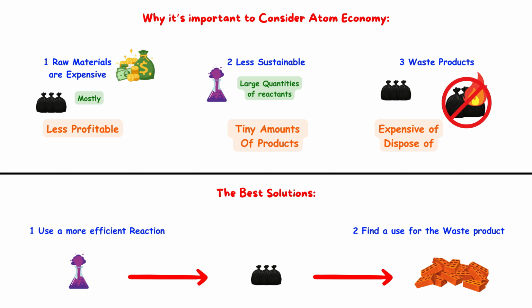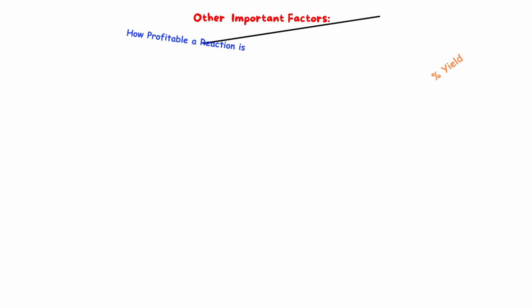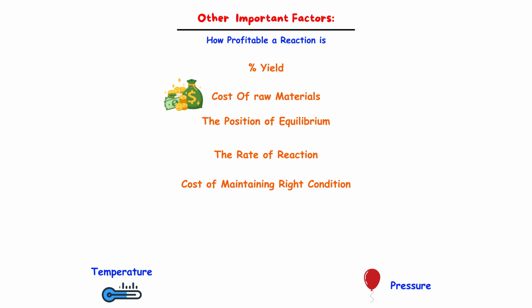To solve the problems caused by low atom economy, industries try to improve the efficiency of the reactions they use, or they attempt to find a commercial use for the byproducts, effectively turning them from waste into useful secondary products. Even if these secondary products are not highly valuable, they are still better than having to spend money on waste disposal.